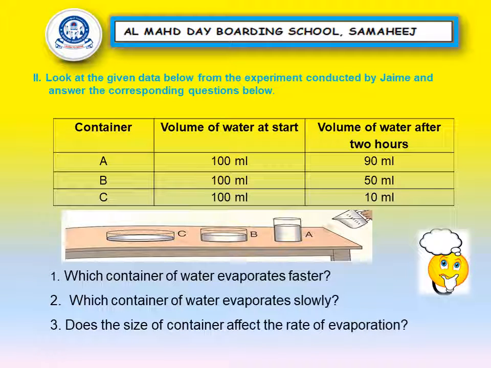Number 1, which container of water evaporates faster? Number 2, which container of water evaporates slowly? Number 3, does the size of container affect the rate of evaporation?